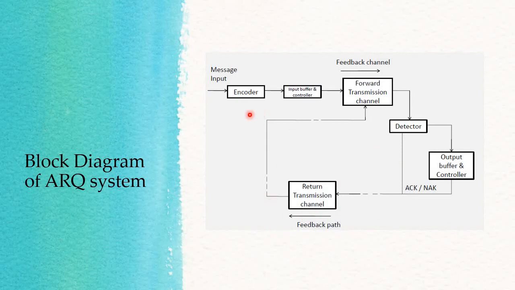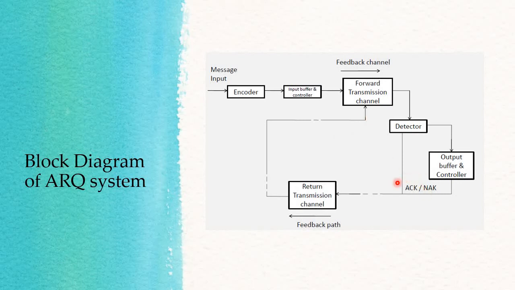So here what is happening? In this case, the data is transferred. So this is your message input bit. The input bit is encoded, and then that encoded signal is transmitted through the forward transmission channel, and at the receiver end we detect the signal. After detecting, we check. We have one output buffer and the controller which will detect the error, and it will send the acknowledgement, which is again transmitted back to the input side.